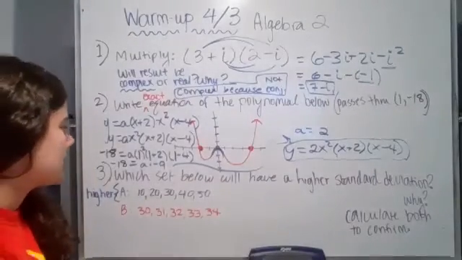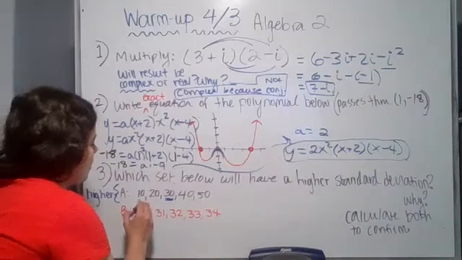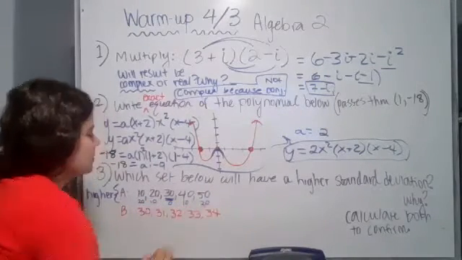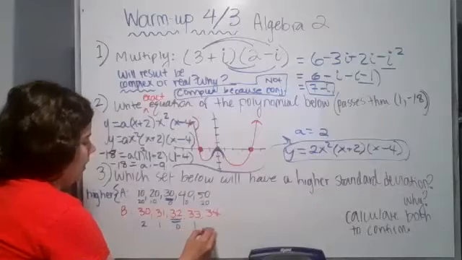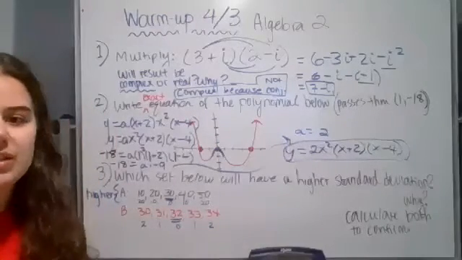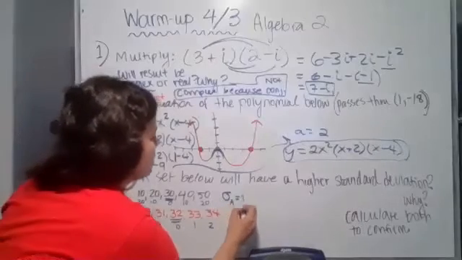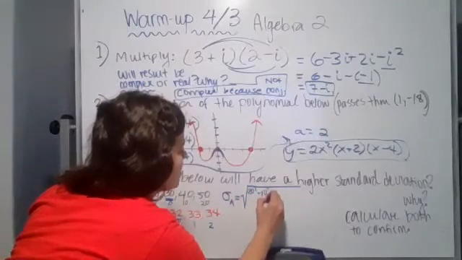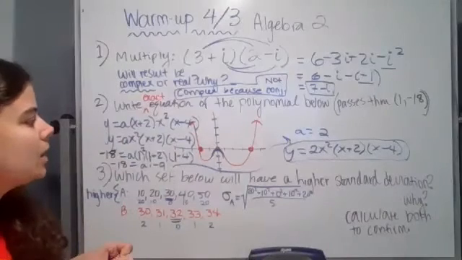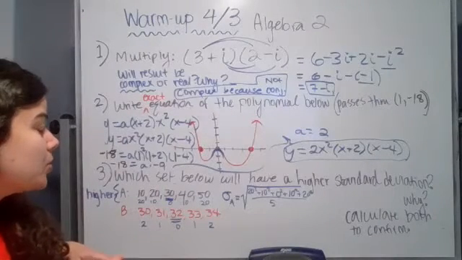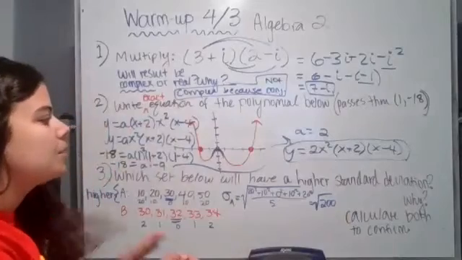And so then we can calculate that, right? So here the mean is equal to 30. So the distances from the mean are 20, 10, 0, 10, and 20. And then here the mean is 32. So the distances are 2, 1, 0, 1, and 2. So to calculate our standard deviation, we have the square root of 20 squared plus 10 squared plus 0 squared plus 10 squared plus 20 squared, all divided by 5. So that's going to be 800 plus 200, which is 1,000, divided by 5, which is 200. The square root of 200.